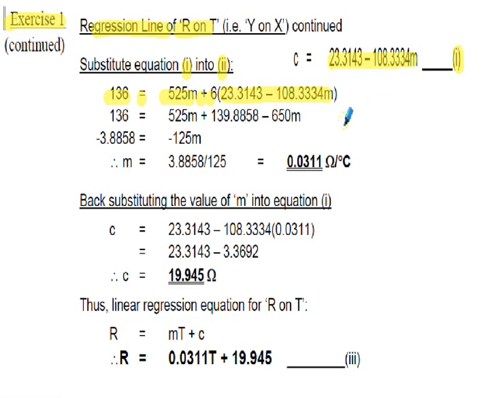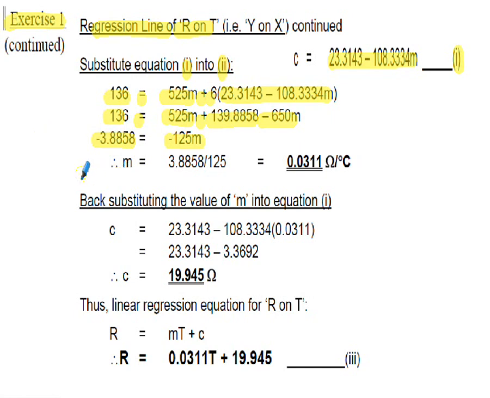If I now multiply out the bracket, I will get an equation of 136 equals 525m plus 6 times 23.3143, which is 139.8858, and 6 times minus 108.3 recurring is minus 650m. If I bring my like terms together on the right hand side, I get 525m take away 650m, that's minus 125m, and if I take 139.8858 from both sides, on the left hand side I now get minus 3.8858.